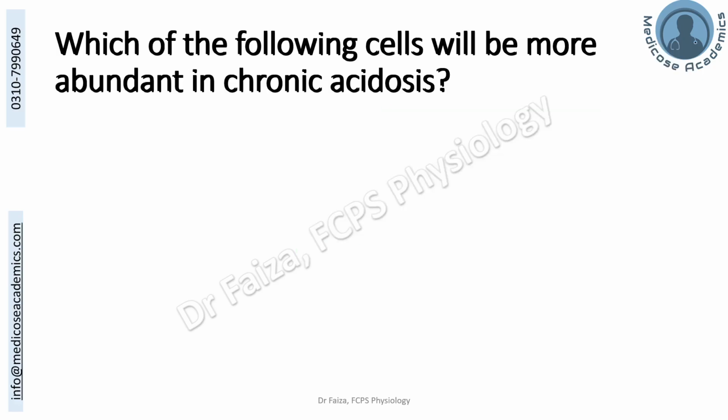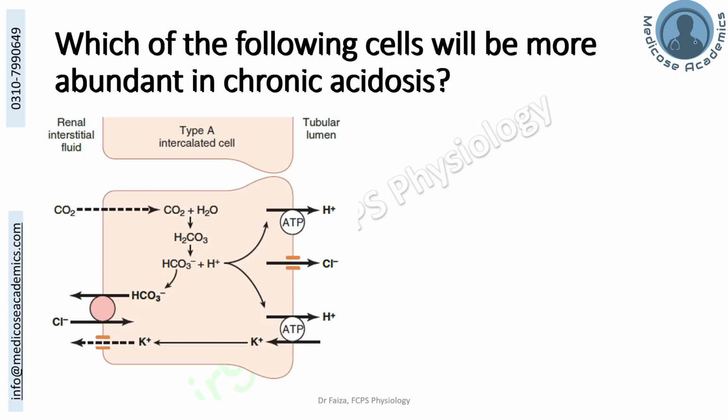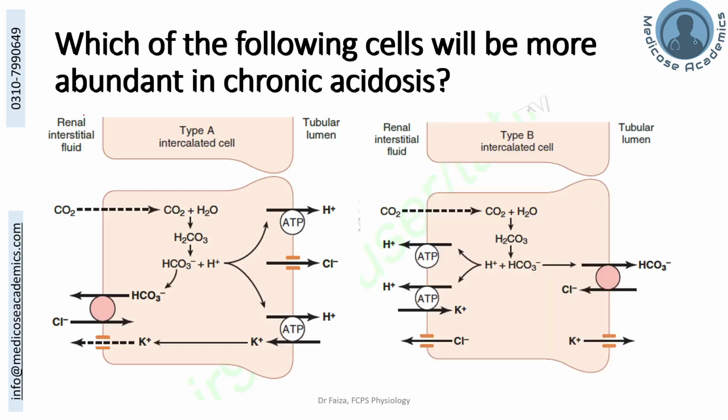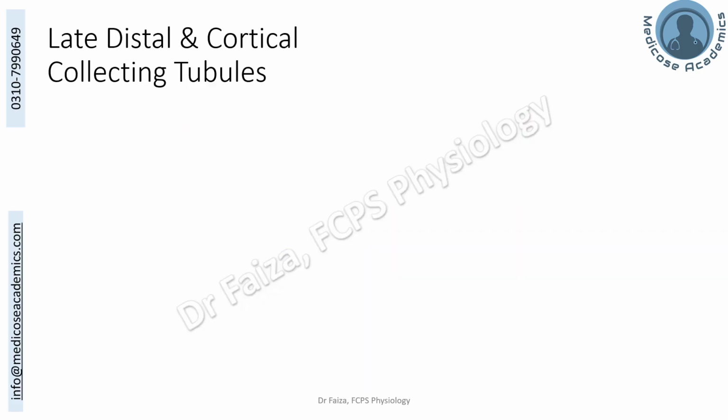So this is the body potassium and acid-base balance status, which decides if type A cells are going to be more active or type B. So if there is chronic acidosis and we want to get rid of hydrogen ions, of course, type A cells are going to be more active as compared to the type B cells.